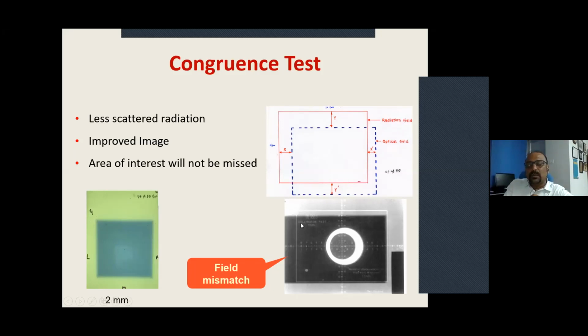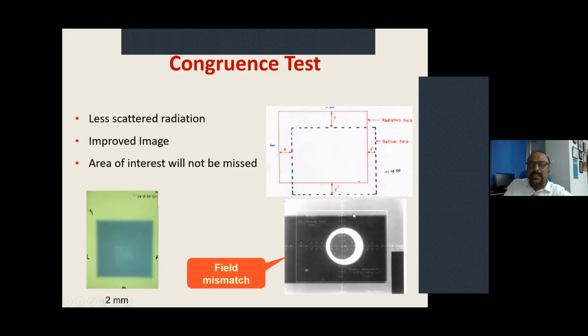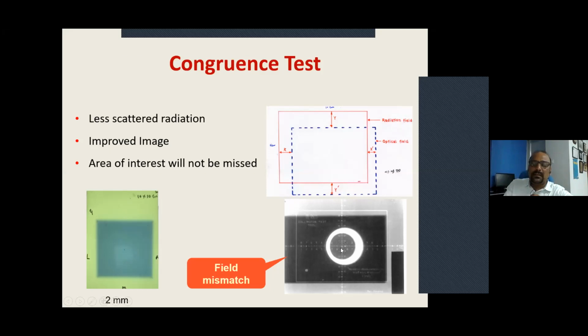So this is the photograph I have taken from the X-ray machine. Generally in an X-ray machine, this congruence is very difficult to get, because they don't carry out the quality assurance test. So this is from the X-ray machine. You can see neither is it matching, and on one side it is larger.